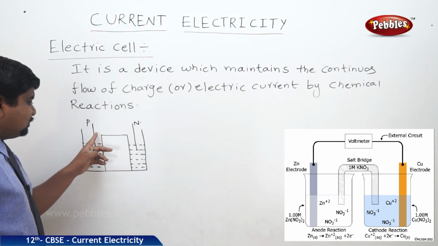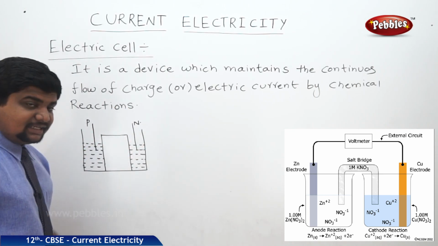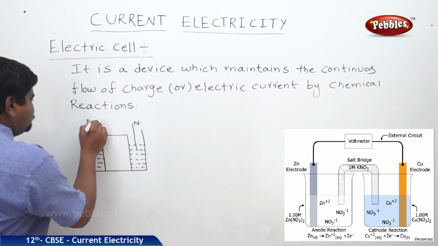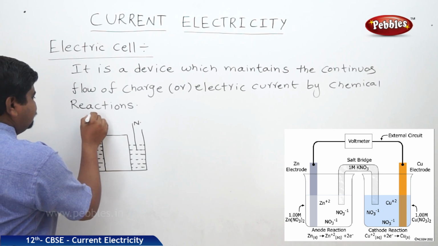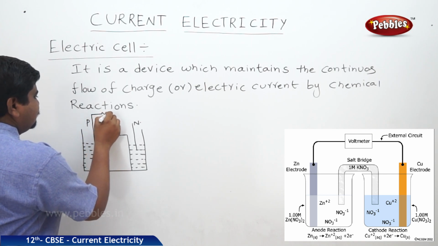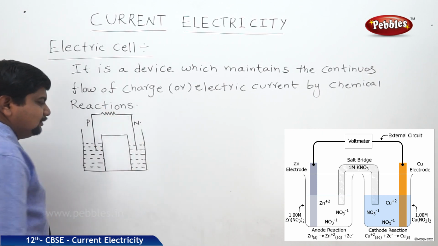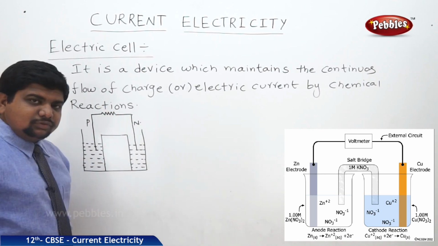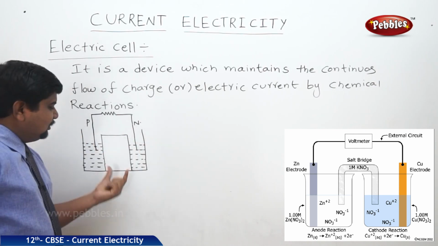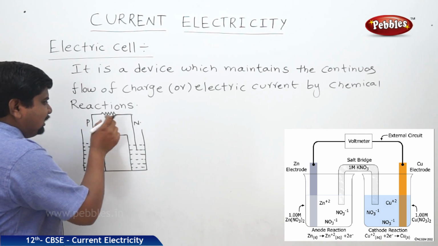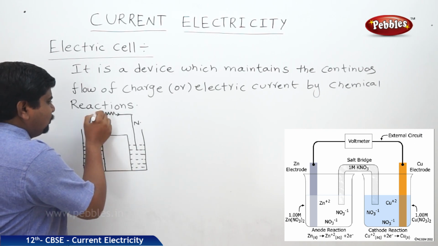So this acts as the positive terminal of the cell. This acts as the negative terminal of the cell. These two are connected with a wire of some resistance. Whenever these two rods, which are acting as electrodes in the electric cell, are dipped in the electrolyte solution and connected, there is a possibility for the flow of charge.